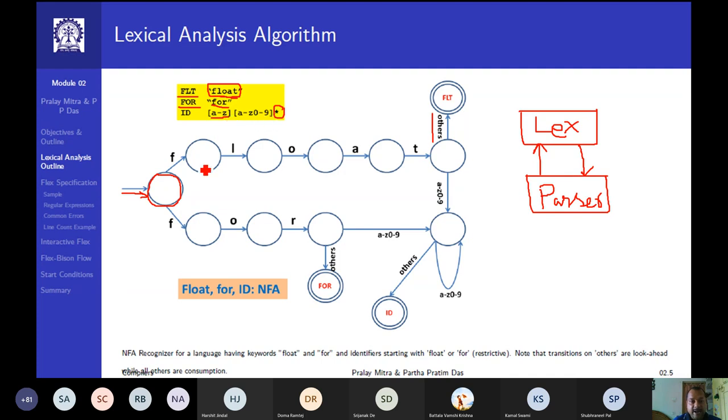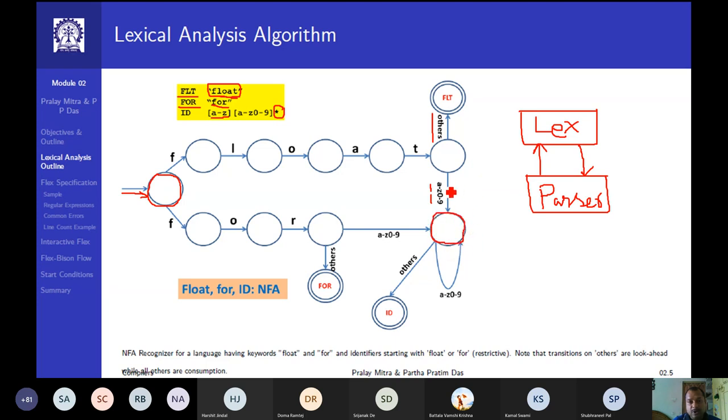Now you see that after FLOAT, if there is one more character either from A to Z or one more digit from 0 through 9, then it will not be the float reserved keyword. It will be something else which is kind of ID or identifier. So that's why if I have A to Z or 0 through 9 after this T, then it will come to this particular state.